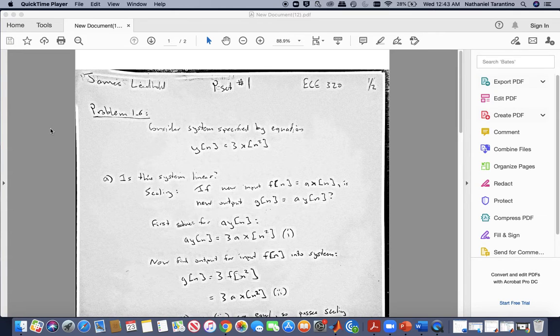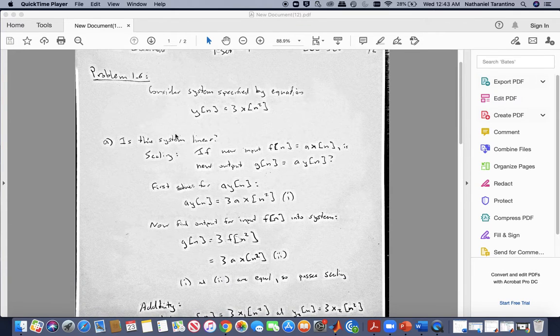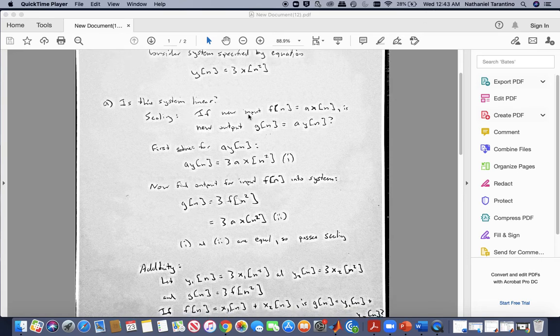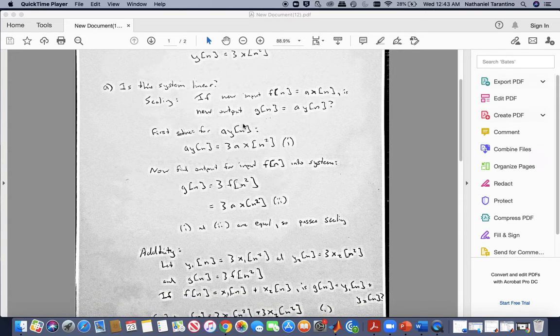For problem 1.6 of problem set 1, we have a system defined as y of n equals 3 times x of n squared. We first want to determine whether the system is linear, and so we have two tests to see whether the system is linear: whether it scales and whether it's additive.